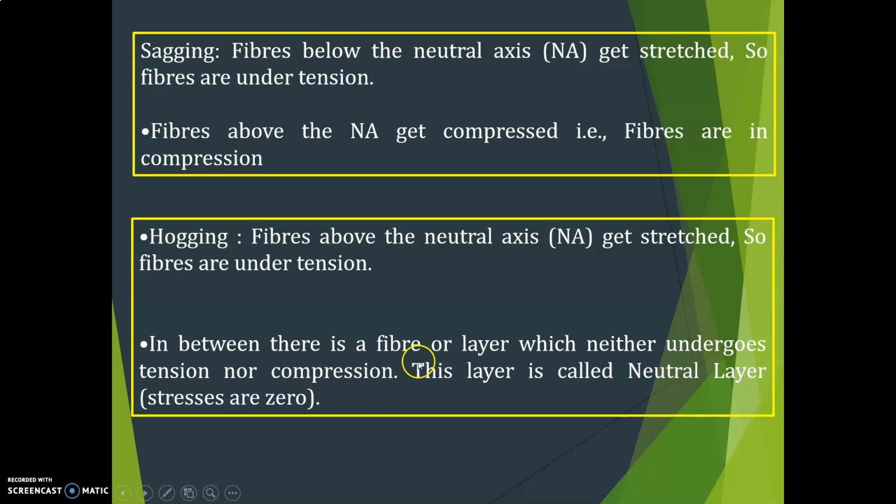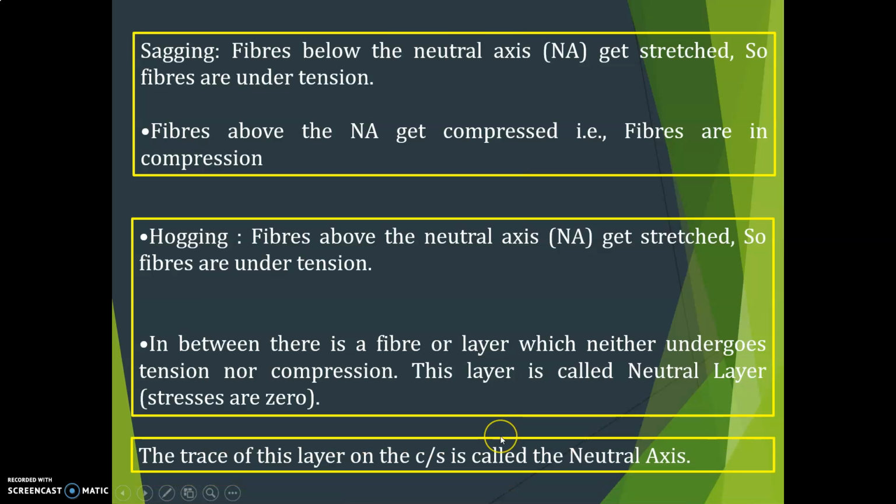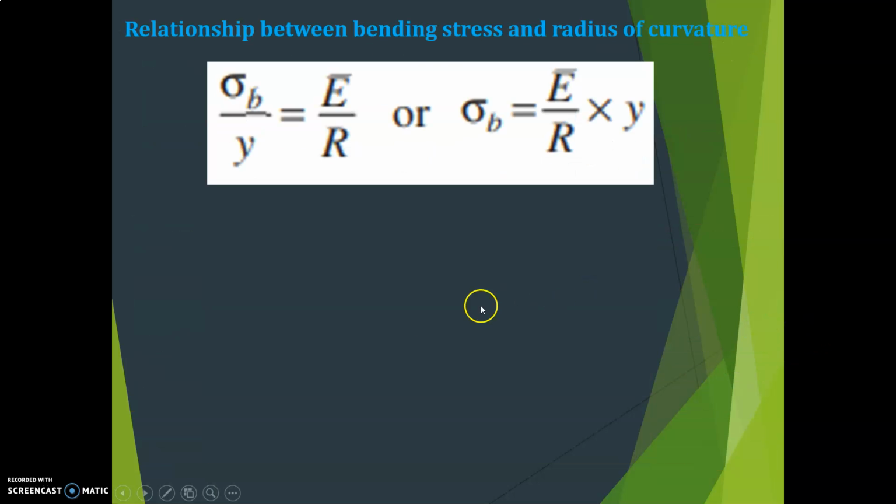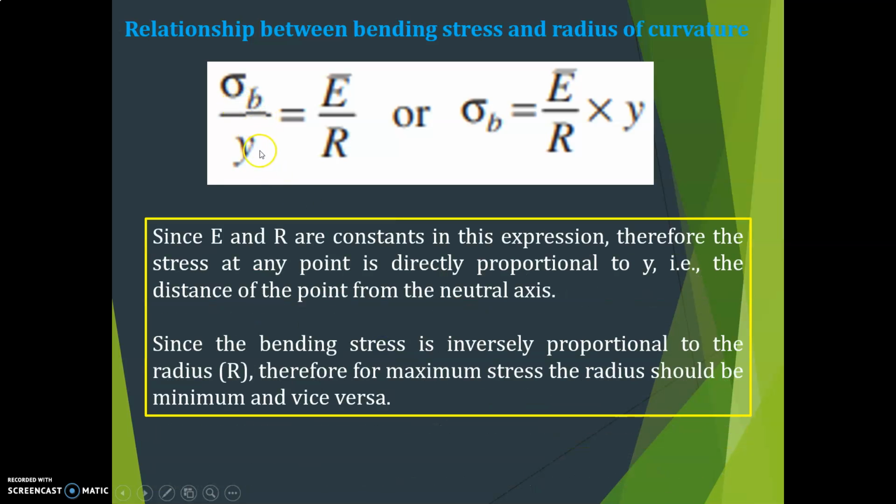In between there is a fiber or layer which undergoes neither tension nor compression. This layer is called the neutral layer, where the stresses are zero. The trace of this layer on the cross section is called the neutral axis. Now we'll also see the relationship between bending stress and radius of curvature. The formula is sigma b divided by y is equal to E divided by R, or sigma b is equal to E into y divided by R.